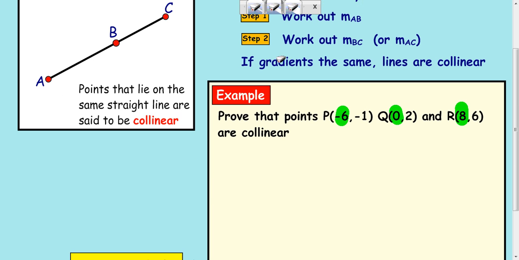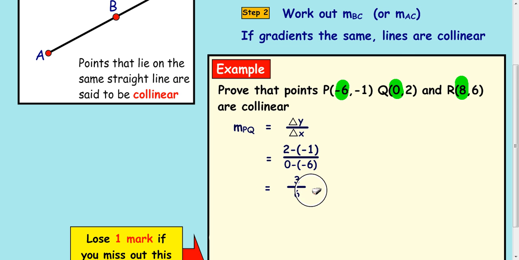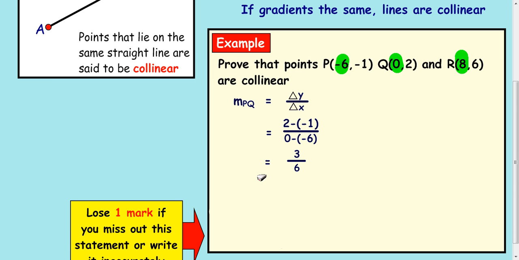So let's look at doing that. Gradient of PQ equals 2 subtract -1 over 0 subtract -6. So that becomes 2 plus 1 and 0 plus 6. So that goes down to a half.